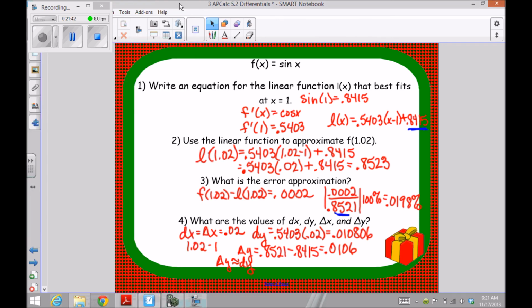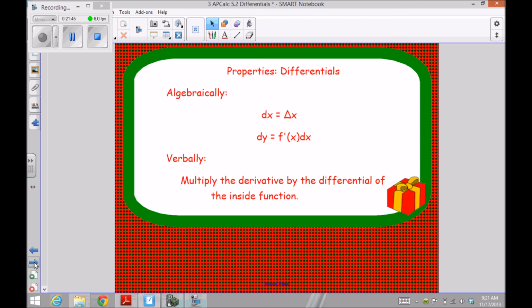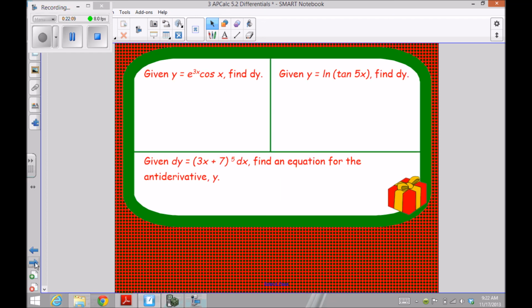Now then, tomorrow, when you come into class, let's look at this real quick and let you jot this down. Algebraically, when you're looking at properties, you want to remember that dx equals delta x and that dy is f prime of x dx. Verbally, we want to multiply the derivative by the differential of the inside function. That's what we mean on that. But now then, since I forgot that slide was there, tomorrow what we're going to look at in class is we're going to start with these right here, find them real quickly, and let y'all get going on homework. So see you then. Bye.